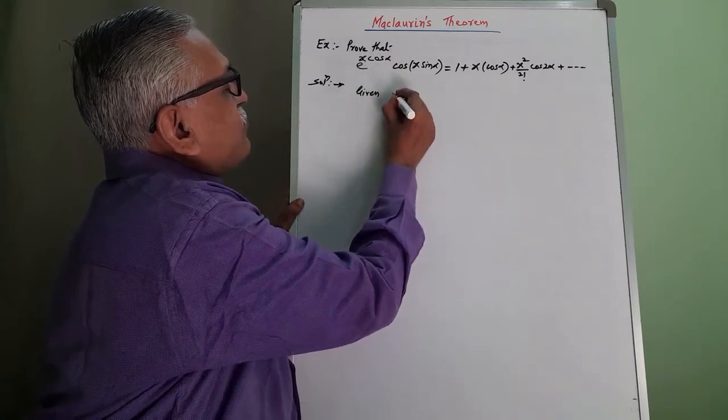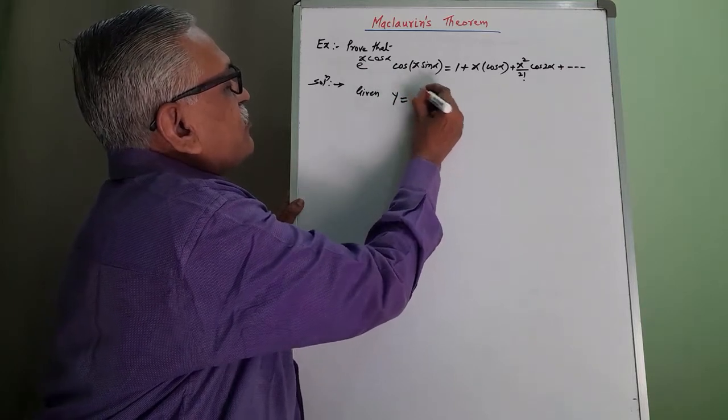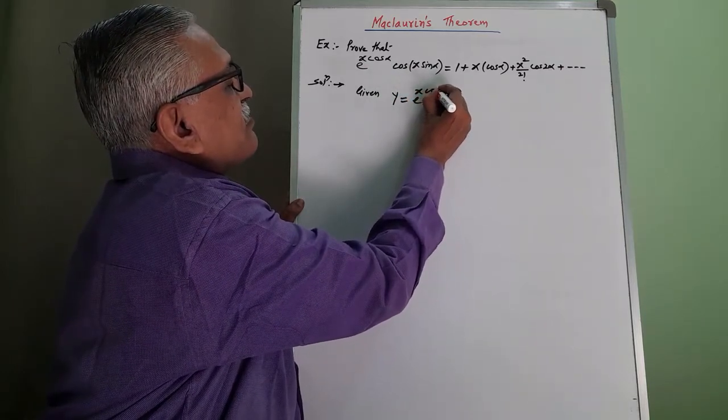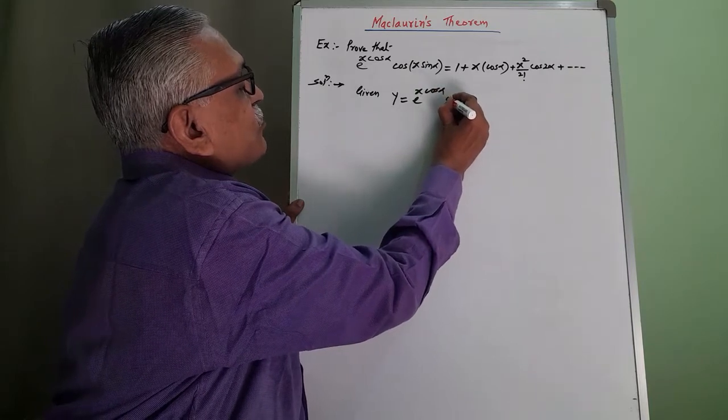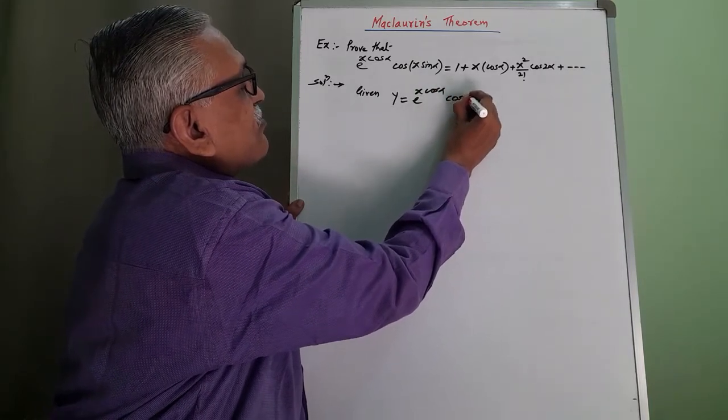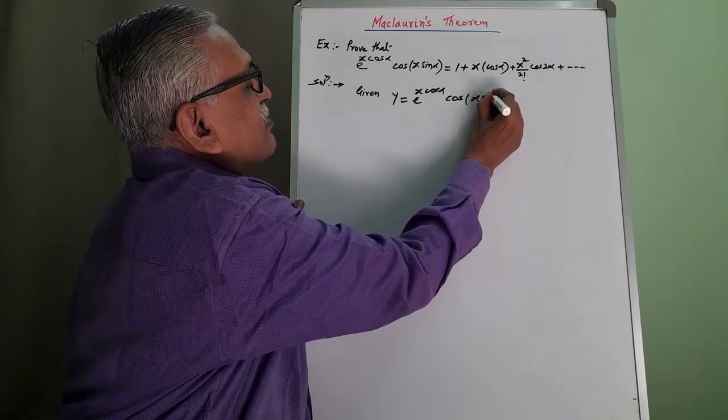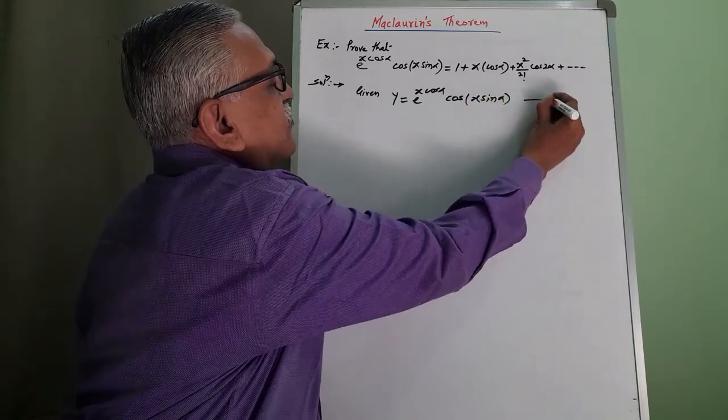We consider y equals e raised to x cos alpha into cos of x sin alpha as equation 1.